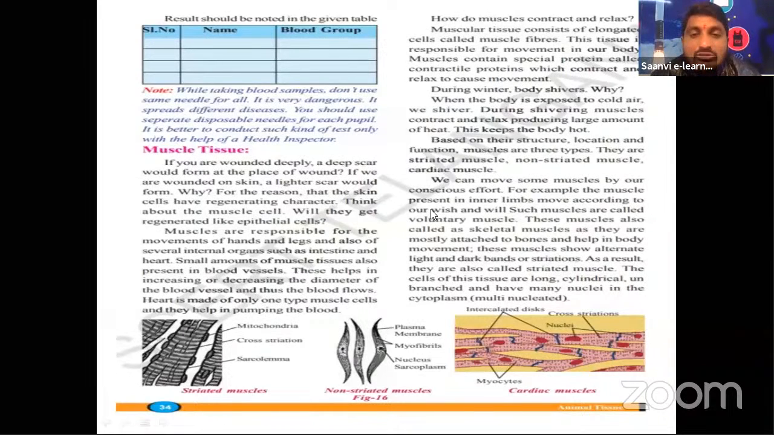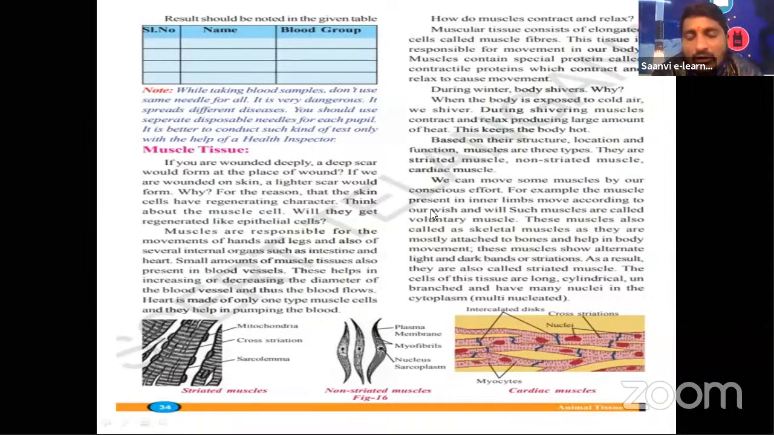These voluntary muscles are also called skeletal muscles, as they are mostly attached to bones and help in body movement. These muscles show alternate light and dark bands or striations. As a result, they are also called striated muscles. See the first figure: the striations, light and dark bands, can be observed in striated muscles.